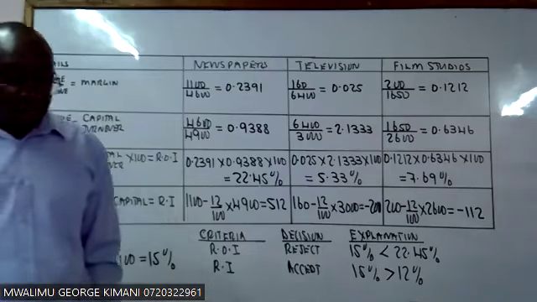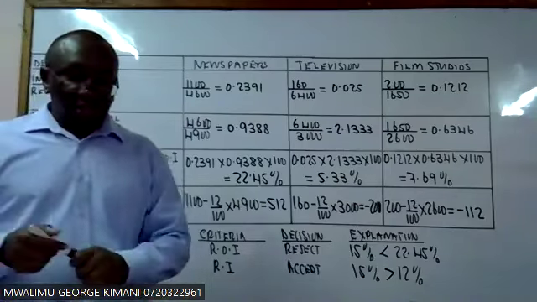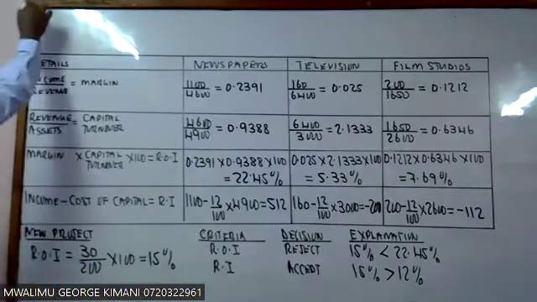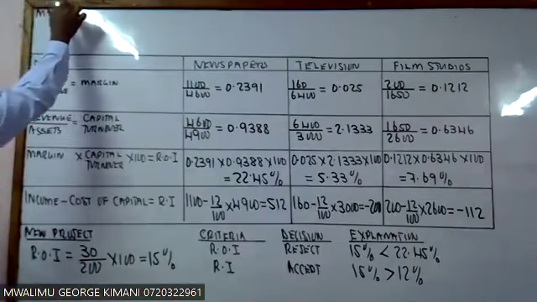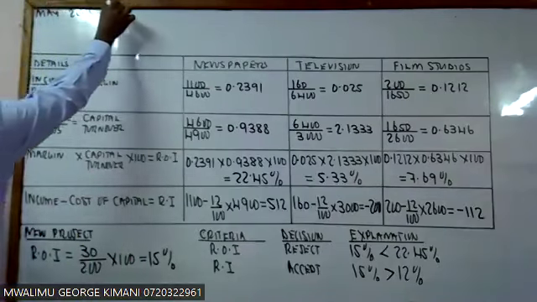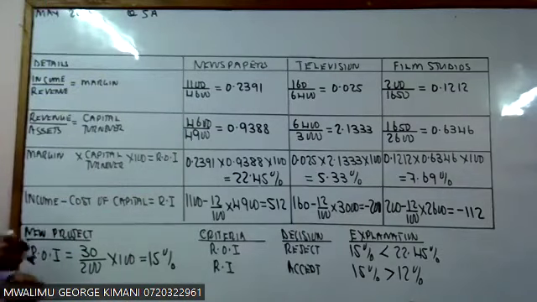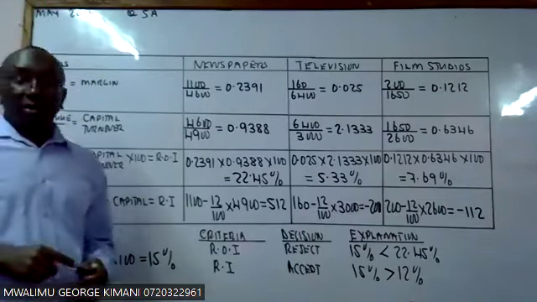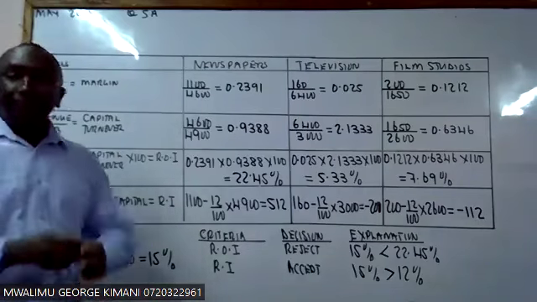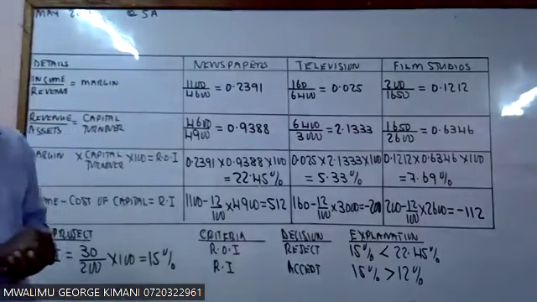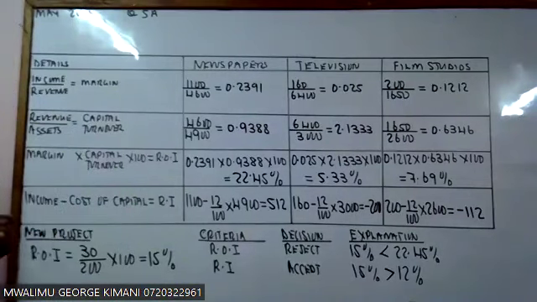So if we are okay, let's now go to May 2006, question 5A. May 2006, question 5A. And I would like to request Abdullahi to read for us. May 2006, question 5A.